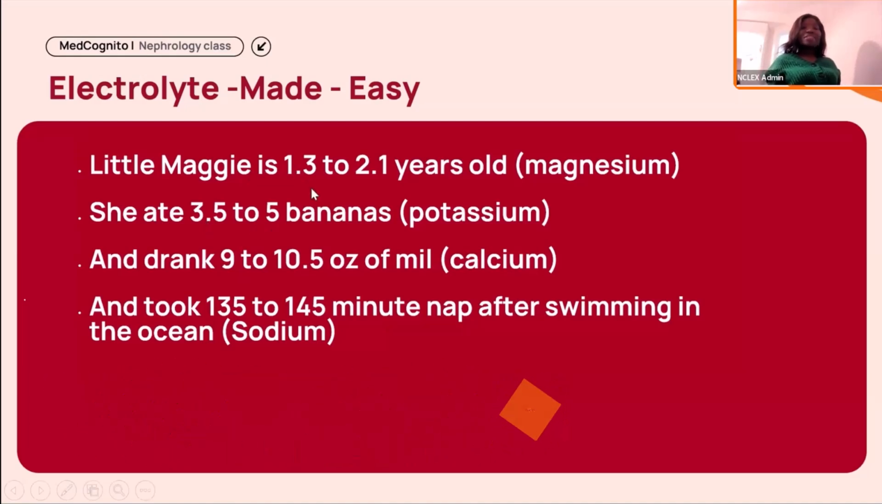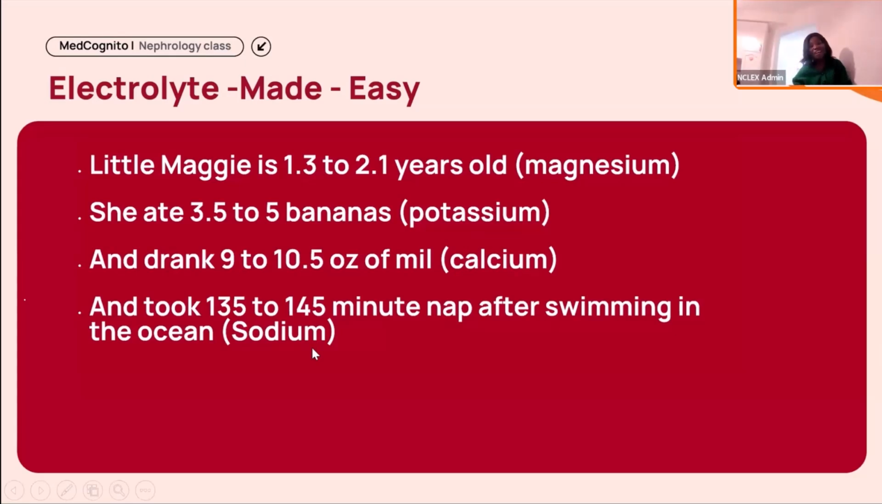And then little Maggie loves bananas, and she ate 3.5 to 5 bananas. So you give that to potassium. And then little Maggie drank 9 to 10.5 ounces of milk. So I give that to calcium. And then she took a nap, and the nap was 135 to 145 minutes. After swimming in the ocean, you know that the sea would have sodium.